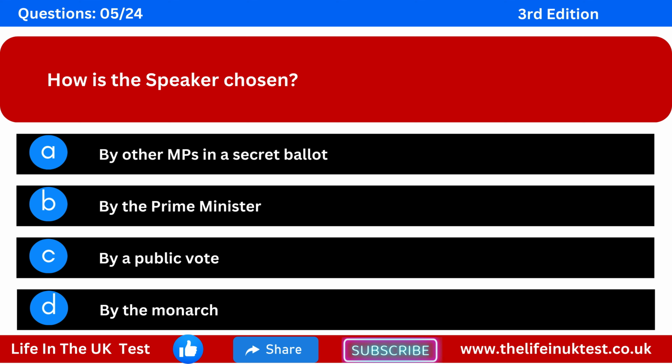How is the Speaker chosen? Option A, by other MPs in a secret ballot. Option B, by the Prime Minister. Option C, by a public vote. Option D, by the monarch.